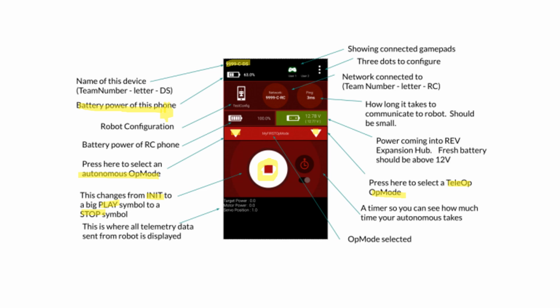The bottom part is where all telemetry data sent from the robot is displayed. And in the title here, you can see the op mode selected.